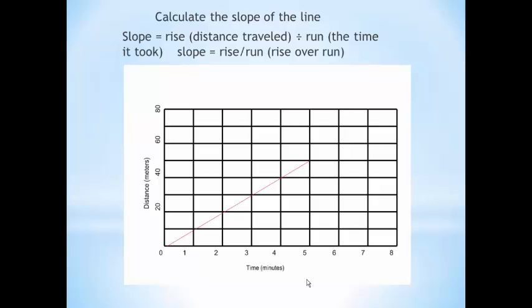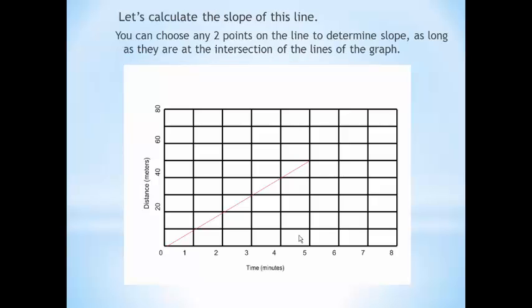The formula for slope is rise over run, or rise divided by run. Now, what do we mean by rise? We mean how far did it go up on the y-axis. That's the rise. And in this case, it would be the distance traveled. And the run is how far did it go on the x-axis. And so the run in this type of graph is the time that it took. We're going to calculate the slope of this line.